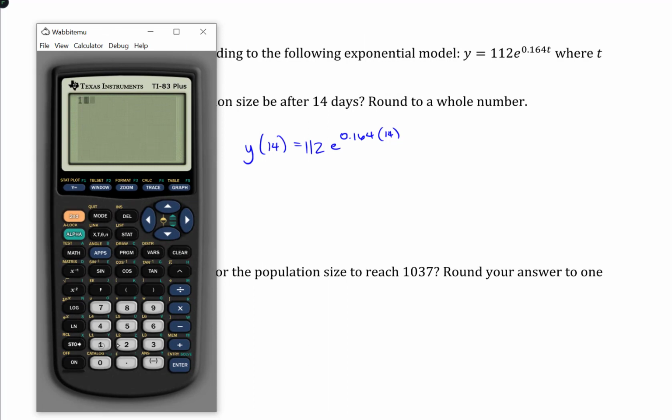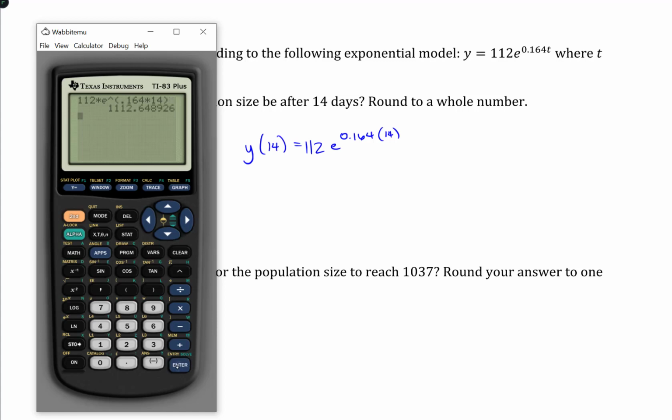And to do this, we would do 112 times, if I hit second and divide, that will give me e. And e here is just the base of the natural logarithm. It's like 2.718 and a decimal that goes on forever, but the calculator knows that value. So we just put in e. Then that's raised, and then in parentheses, I'm going to do 0.164 times 14, because that way it'll make sure to do the multiplication first, and then make sure all of that is in the exponent.